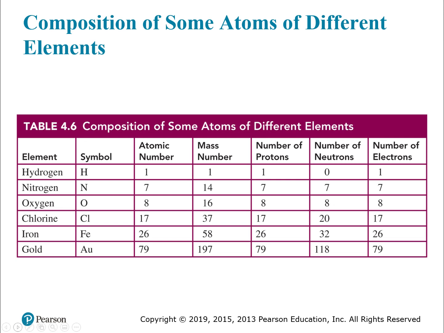This table has the composition of some atoms of different elements. If you learn by example or you like to see how it all is laid out together, this table will be great for you to look at and kind of talk yourself through. So let's say we're talking about hydrogen. Its symbol is H. The atomic number, which is the number above it, is a 1. The mass number for hydrogen is also 1. It has 1 proton, no neutrons, and 1 electron.